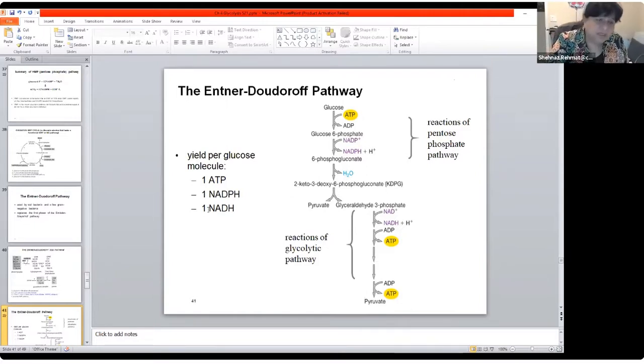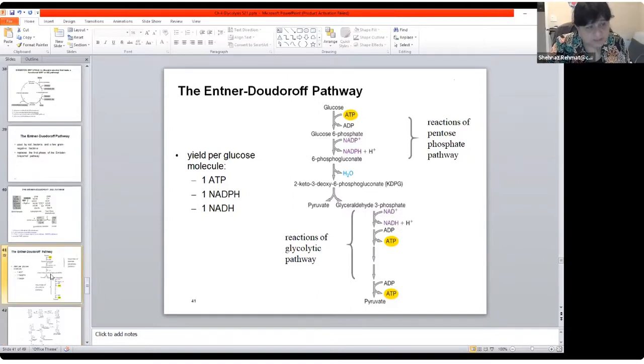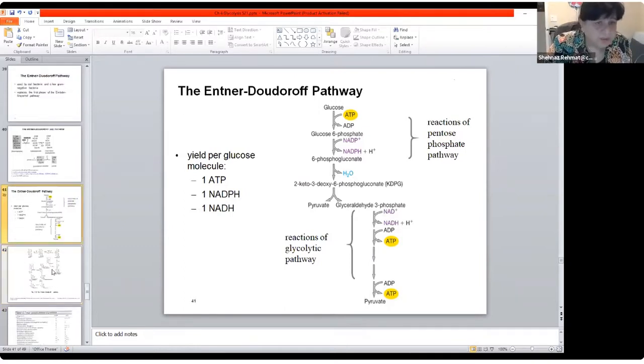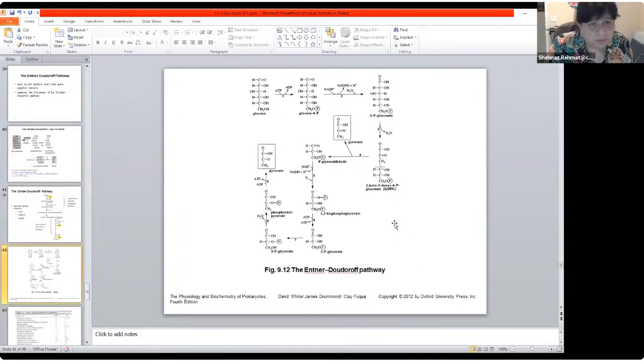The yield becomes a little less here. In the Entner-Doudoroff pathway, you only yield 1 ATP, and you also generate two different types of electron carriers, one NADP and one NAD. So definitely the outcome is very different for these very unique bacteria that are inhabitants of soil, and they use this Entner-Doudoroff pathway. And here is another version of it. You can look at it. It's the same thing. I don't want to go through it.